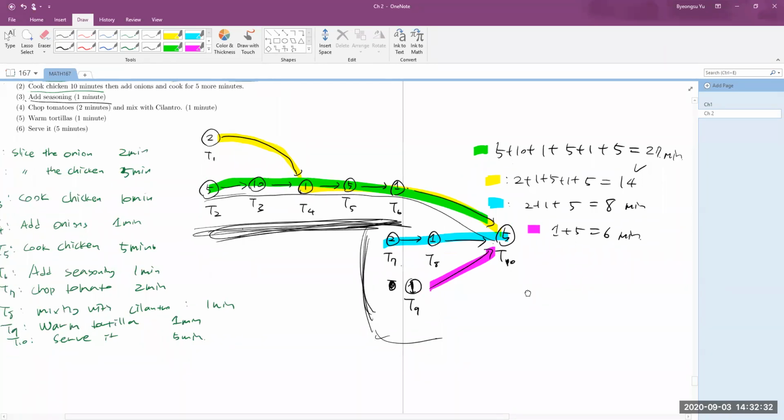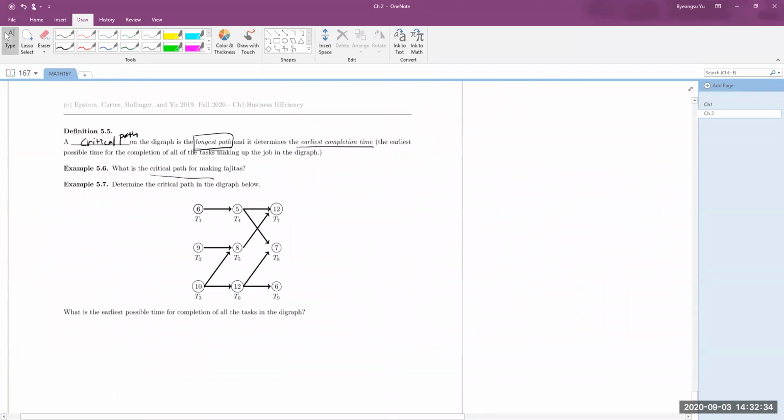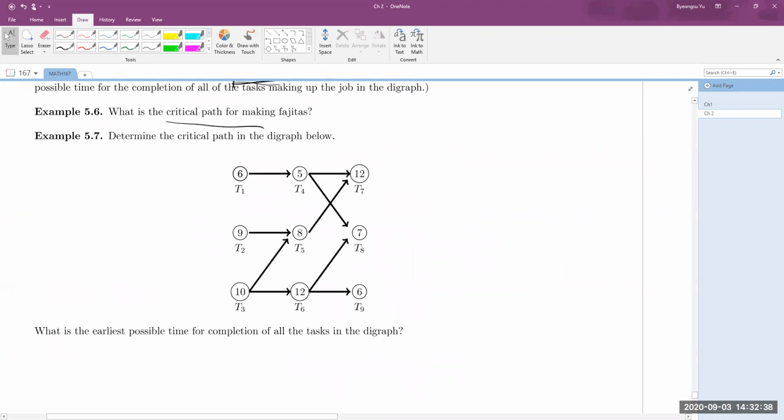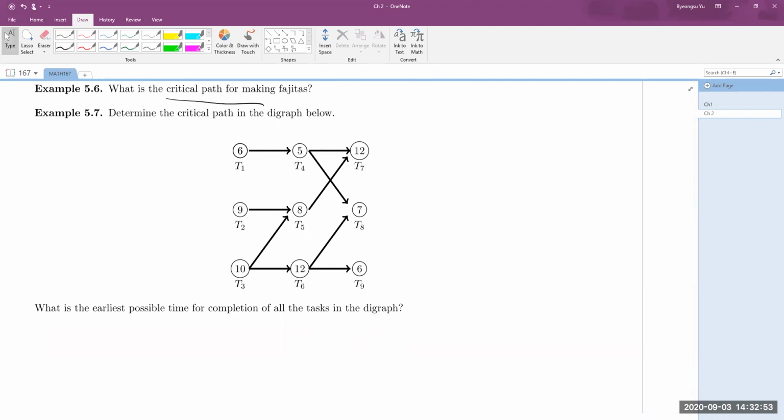Okay, great. Then let's deal with some other examples. So we can determine the critical path in the diagram below. It seems a little bit complicated, but you can figure it out by just choosing all possible ones.